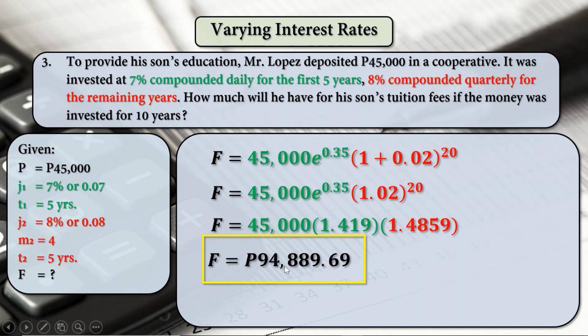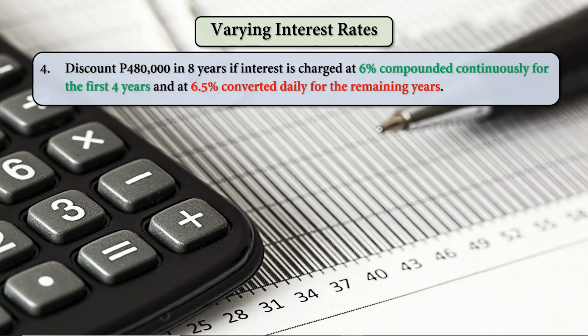That is our F. For our fourth example, discount 480,000 pesos in 8 years if interest is charged at 6% compounded continuously for the first 4 years and at 6.5% converted daily for the remaining years. So discount, meaning we have to find for the value of P, or the present value, given the F, which is 480,000 pesos in 8 years. 8 years, hinati natin sa dalawa. Yung first interest rate period natin is 4 years. So yung remaining years ng pangalawa will be also 4 years.